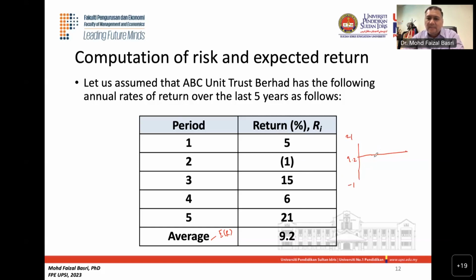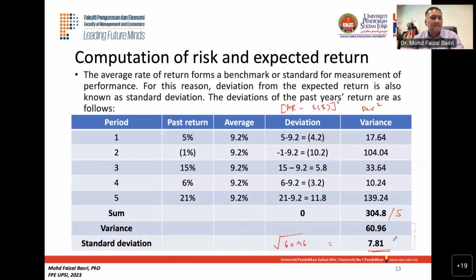So if you plot your investment, let's say this is year 1, year 2, year 3, year 4, and year 5. You can see that it starts here in year 1 because 5% is below 9.2, and then it drops here, and then in year 3 it goes up here, then drops to 6, and then goes back up to 21. This is how it looks if you plot it in a graph. And by looking at this, we already know this is a high risk investment, and it's proven with a high standard deviation.